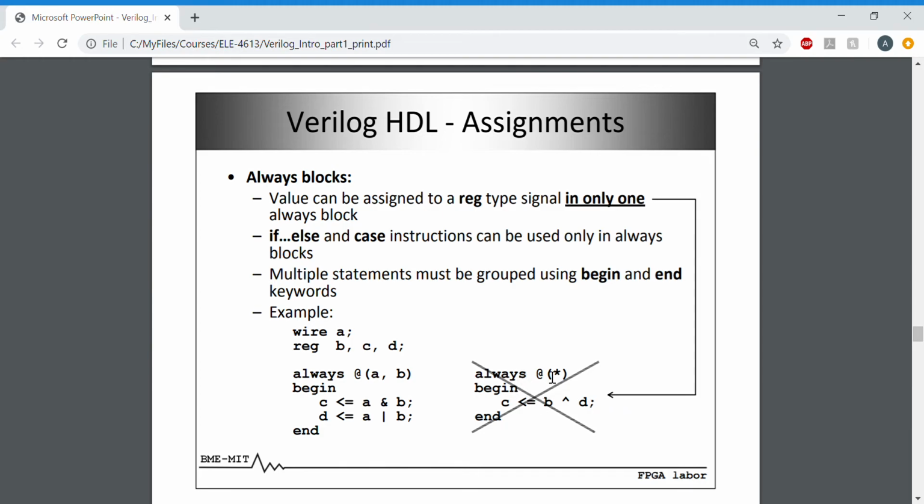So they are saying you cannot do that. Always @(*) begin C = B XOR D. You cannot have another always statement where C is assigned again. You cannot have another one. That's what it means. You already mentioned C here, you cannot have C in another always block. That's what it means.